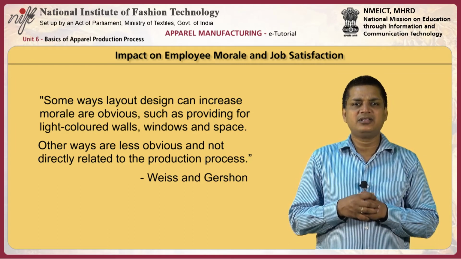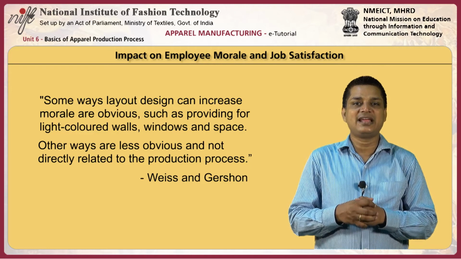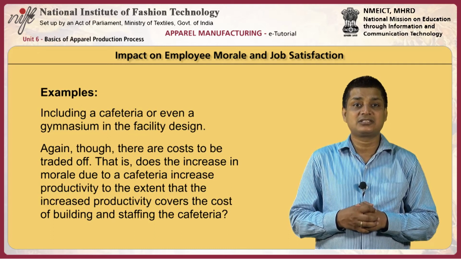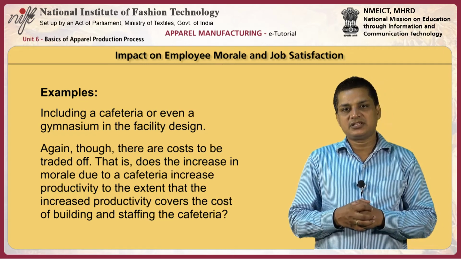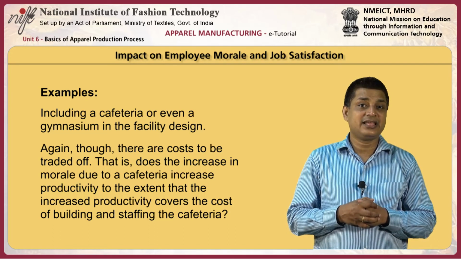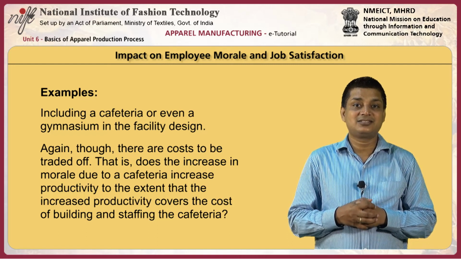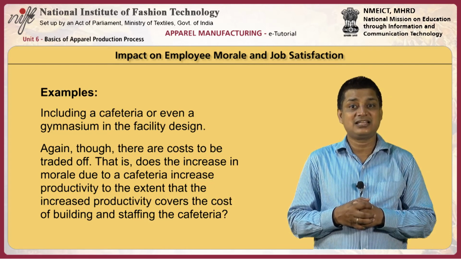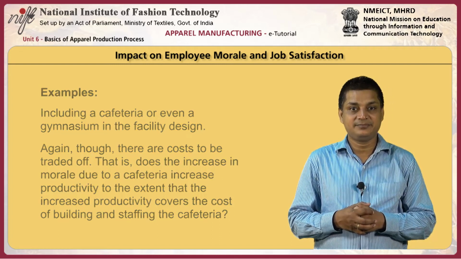Some ways layout design can increase morale are obvious, such as providing light colored walls and windows in a space. Other ways are less obvious and not directly related to the production process. Some examples are including a cafeteria or even a gymnasium. In facility design, again, though, there are costs to be traded off. That is, does the increase in morale due to a cafeteria increase productivity to the extent that the increased productivity covers the cost of building and staffing the cafeteria?